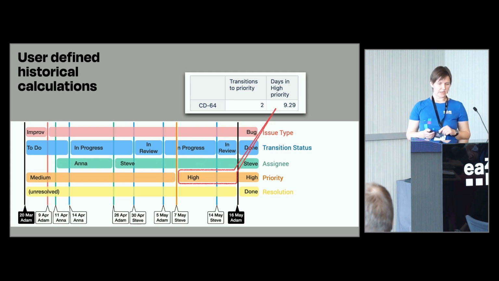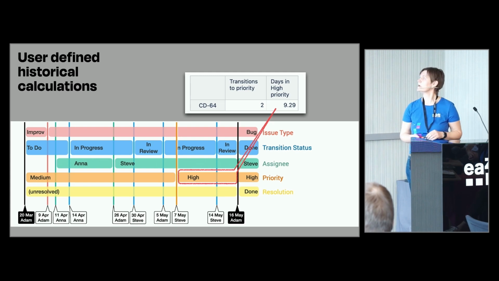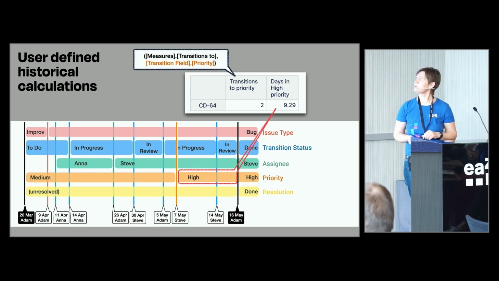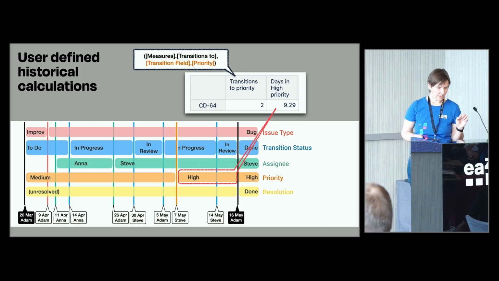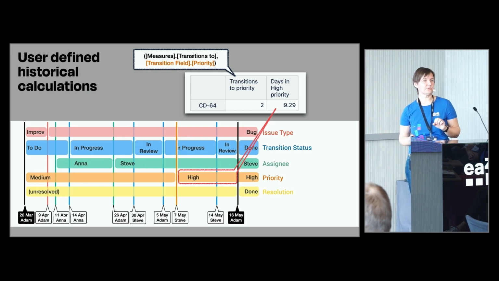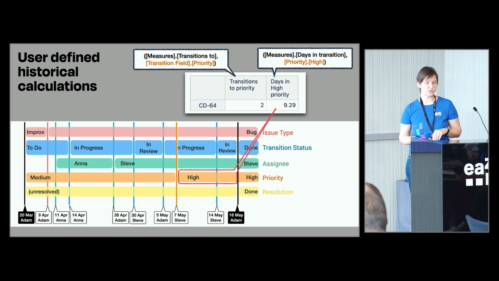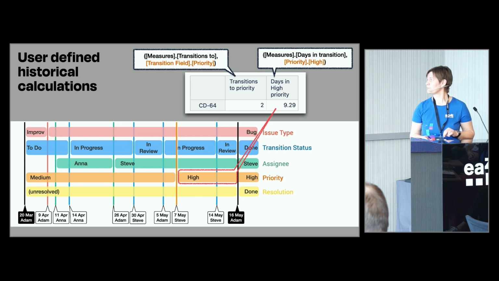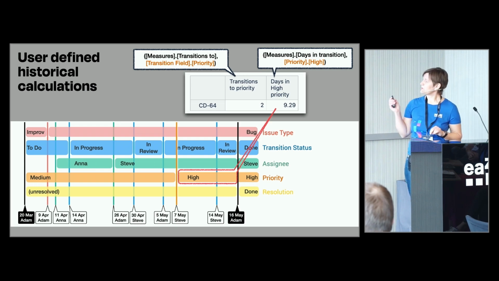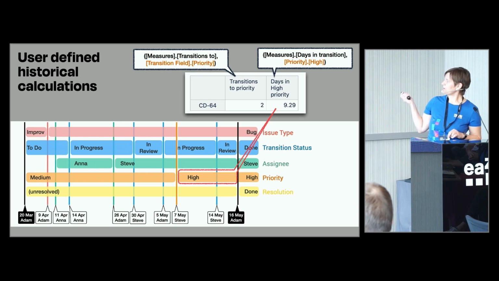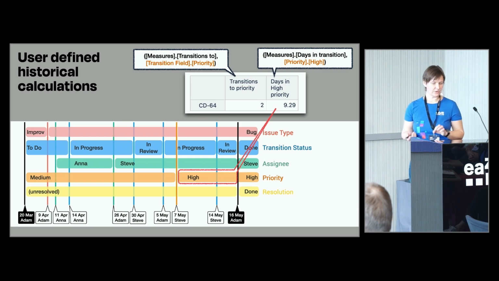For example, we can count how many times the priority was set. So we write a tuple with transitions to and specify that we want to look only at the orange lines, that is, transition field is priority. We can also calculate how many days the issue spent in high priority. Then we do not limit to only the orange line, but we specify that we want to include in the tuple the member high from priority dimension.